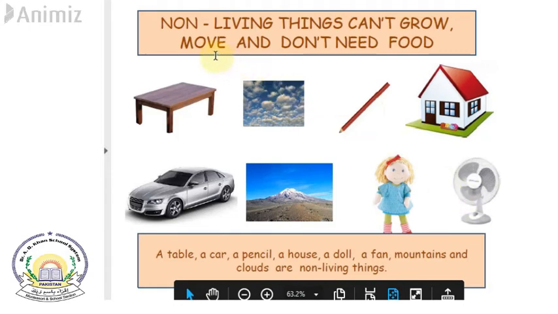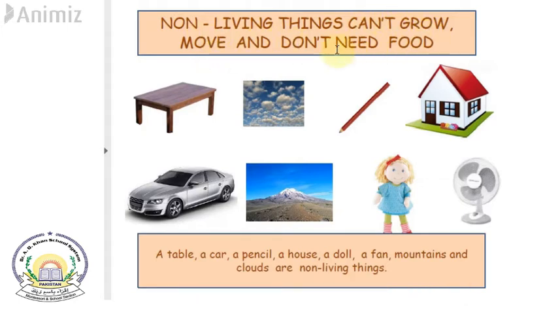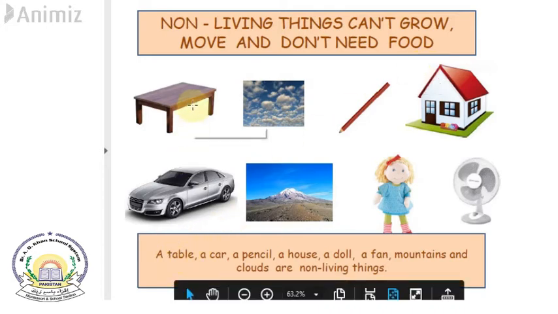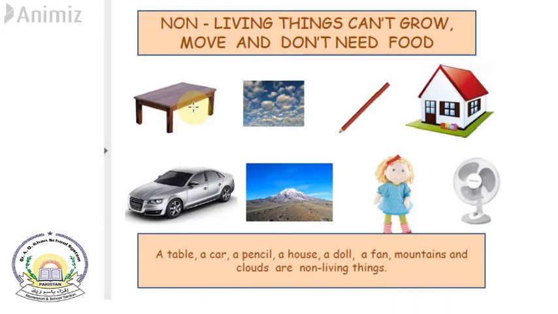First of all, what is the difference between living things and non-living things? Non-living things can't grow, they can't move, and they do not need food, water, and air, unlike living things. Non-living things can't move by themselves, they cannot reproduce, and they cannot grow. For example, a table can't grow, it cannot move on its own, and it does not require food.